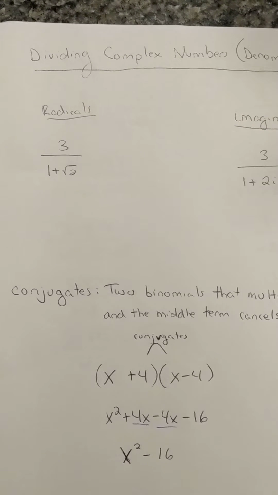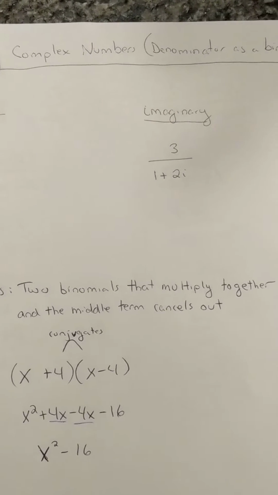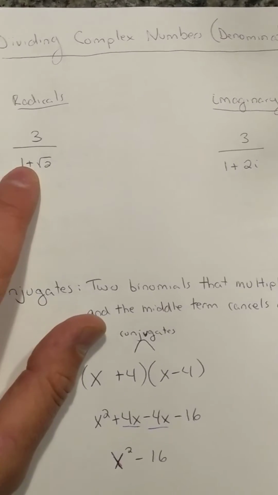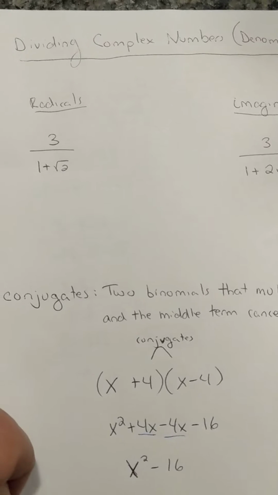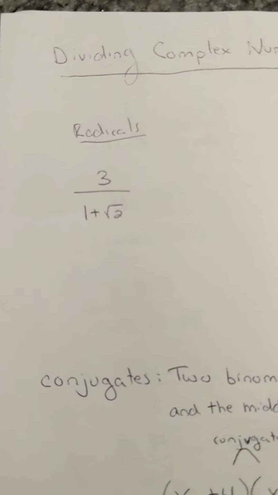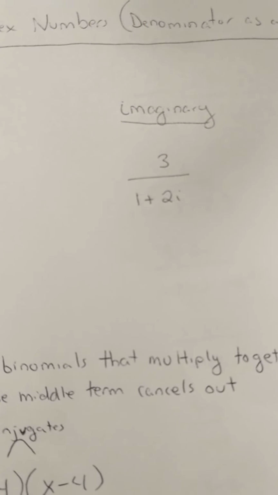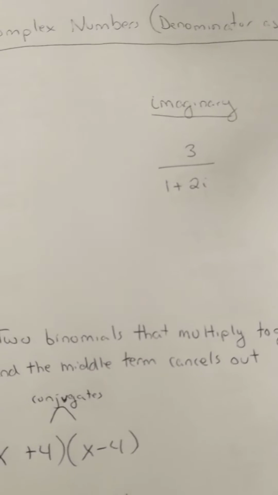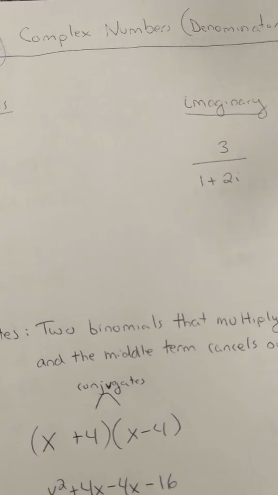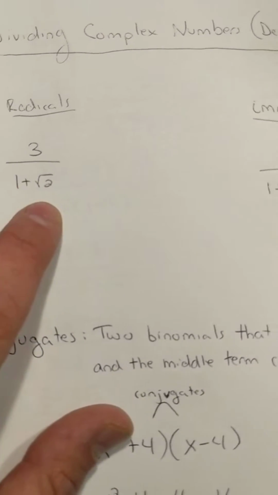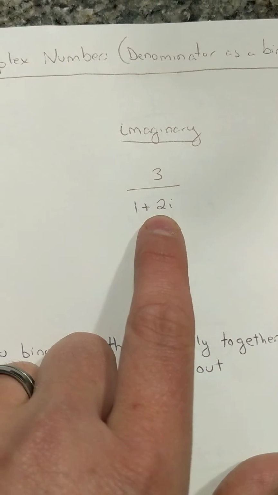Alright, today we're going to talk about dividing complex numbers where the denominator is a binomial. So yesterday it was just one term, now we have two. So as a radical it could be 3 over 1 plus root 2, and as an imaginary 3 over 1 plus 2i. So what we would need to do yesterday was we just multiplied by whatever would make this a perfect square and whatever would get rid of that i to make it i squared.